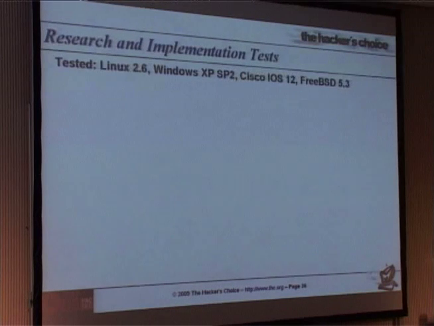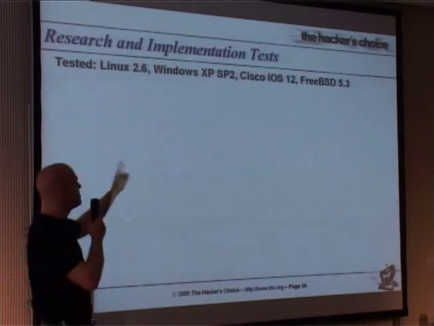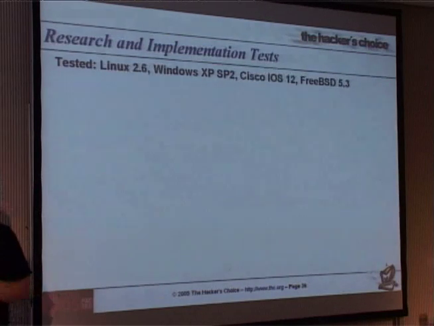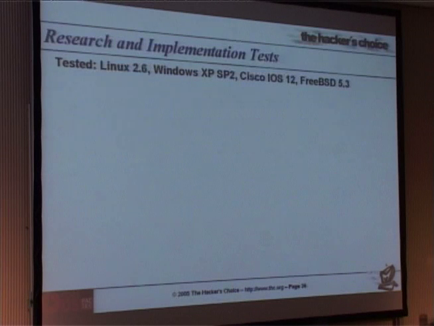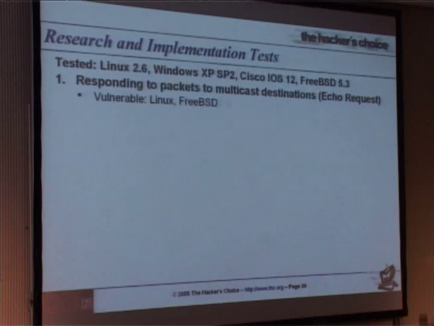So, research and implementation tests. I did limited implementation tests because I did not have that much time, because I originally did the presentation for Japan. So I tested the Linux 2.6 kernel, Windows XP Service Pack 2, Cisco IOS 12, and FreeBSD 5.3. For some stuff I looked at how the system would react. You can also look for denial of service, like if I put these option headers in this way, can it crash? I didn't look for that because a fix and it's gone. But there is stuff also in OpenBSD, I can assure you. It's not the point here.